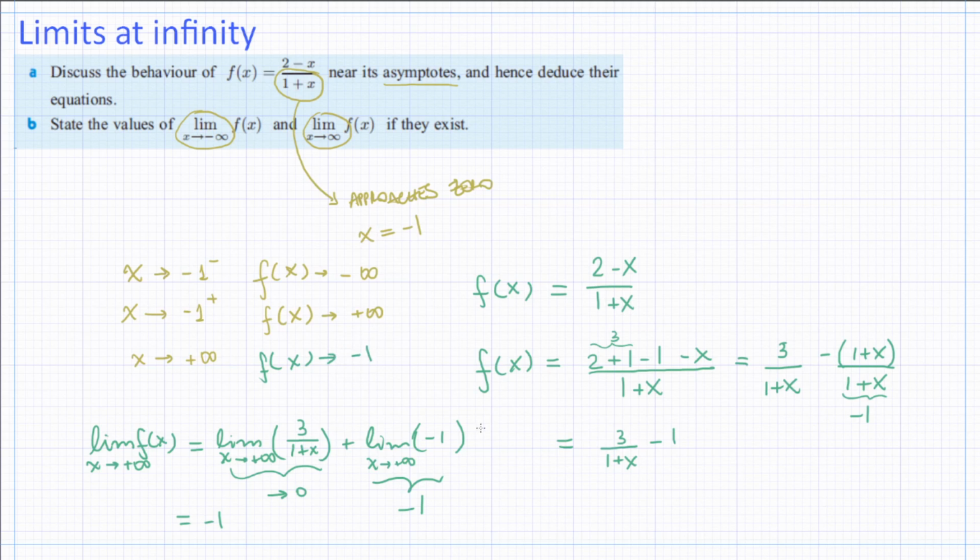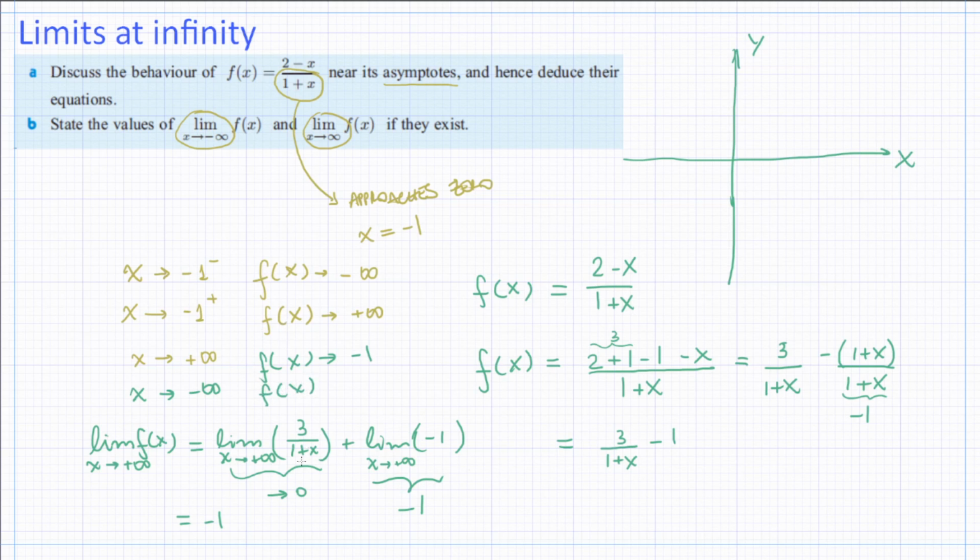And our function would be approaching negative 1. We could even sketch our function in a minute when we're done. X and y. Okay, so if I continue here, x, the next one here would be the other asymptote. What happens when we go to negative infinity?